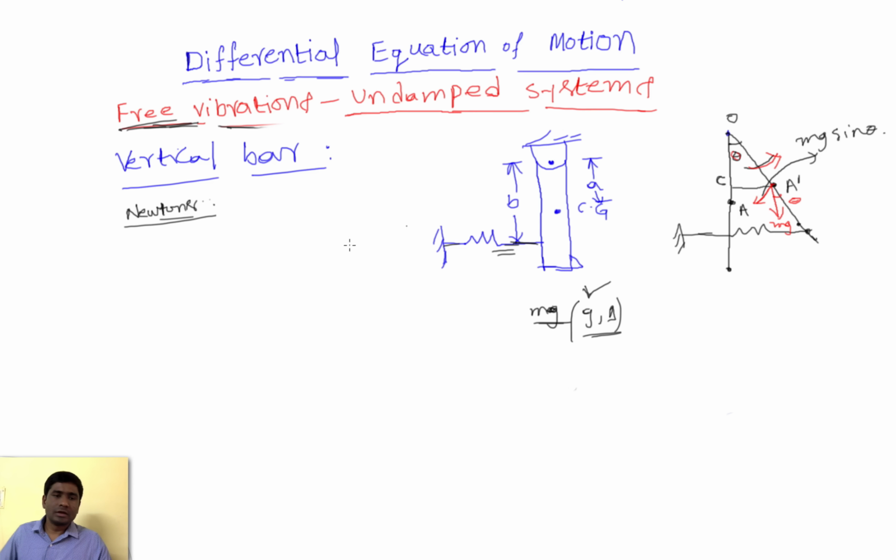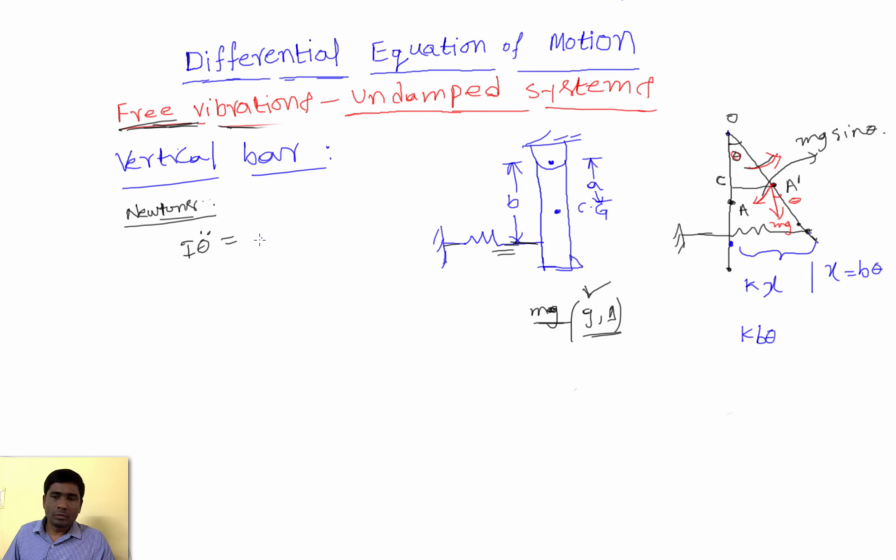So when I apply this formula, I into theta double dot equals F into L. Here how many forces are there? Two forces. One force is the spring force. The spring force is K into X, where X is from here to here. But we know x equals b into theta. So that means k b theta.